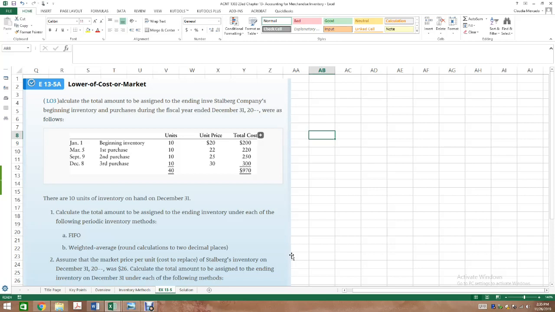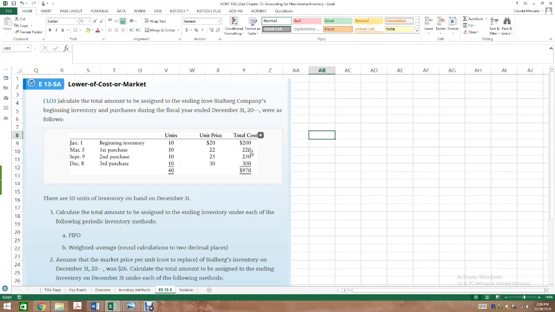It says, calculate the total amount to be assigned to the ending inventory of Stellberg's company's beginning inventory and purchases during the fiscal year ended December 31st. And then they give us the information. So on January 1st our beginning inventory, we have 10 units at $20 a piece. That's a cost of $200. On March the 5th, we made our first purchase. We bought 10 more units at $22.